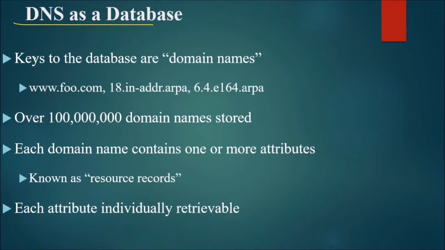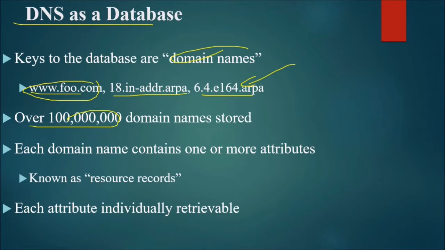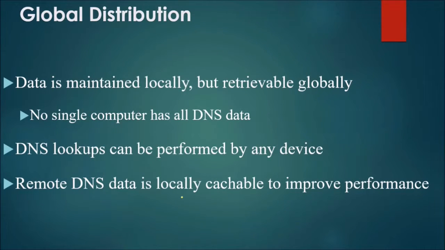Now, is DNS a database? The keys to the database are domain names. For example, this is a website, this is again a URL, this is again a URL. All these names have values. So this many domain names are stored, and this is huge and ever increasing because it is scalable. Each domain name contains one or more attributes known as resource records, and each attribute is individually retrievable. This is very important: each is retrievable by itself.